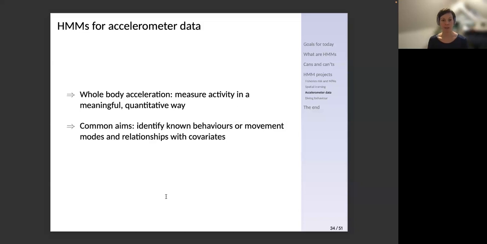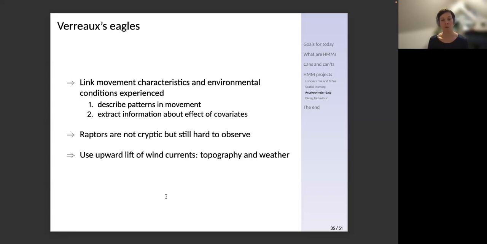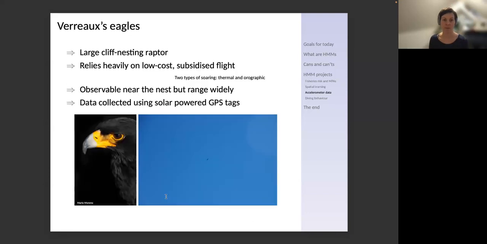Common aims when using accelerometers on animals are to identify known behaviors or movement modes and relationships with covariates, and that's what we were also trying to do. These tags were attached to Verreaux eagles in South Africa, and we were looking to link movement characteristics to the conditions experienced, to describe patterns in movement and extract information about covariates. The raptors aren't cryptic in that they're quite large generally, but they're still hard to observe because they range really widely. And they also use upward lift of wind currents, and that depends on both topography and weather. So those are the covariates of interest.